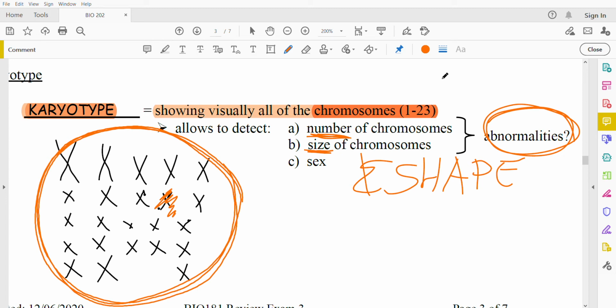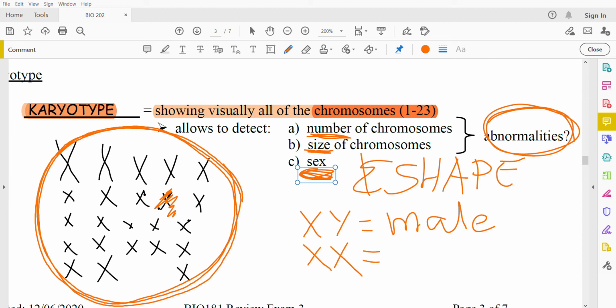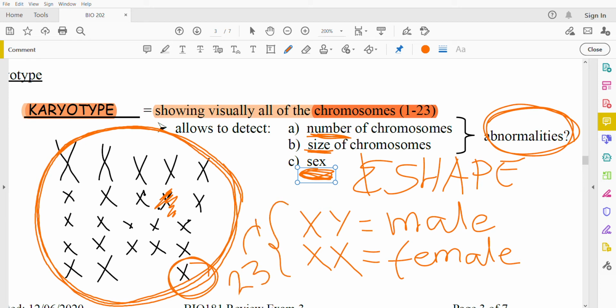We can also see, of course, the sex of an individual from the karyotype. And what we saw, that when we had XY, that was male, and XX was female. So it's the chromosome 23 that tells us the sex of an individual. So that's often an important one to check if we want to define genetically the sex of an individual before the birth.